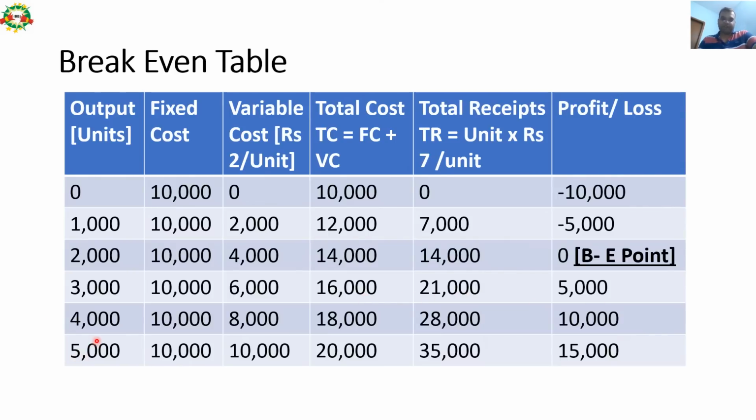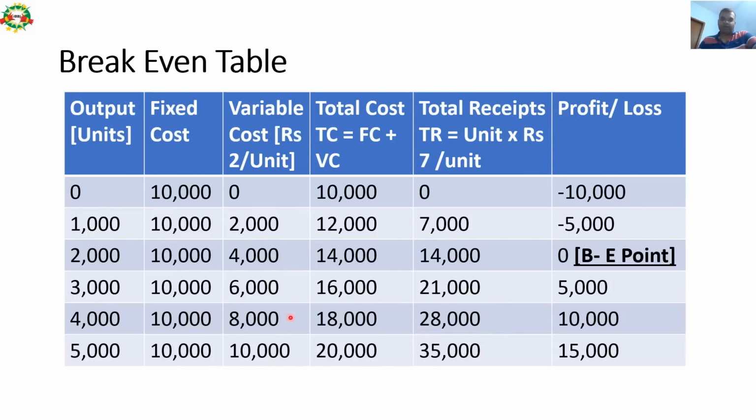If the factory starts producing 4,000 units, in that case fixed cost will remain the same, 10,000. Variable cost will increase, 4,000 units multiplied by 2 rupees per unit, 8,000 rupees. Total cost will be 18,000, but these 4,000 units will be sold for 28,000 rupees. So total revenue to the company will be equal to 28,000.